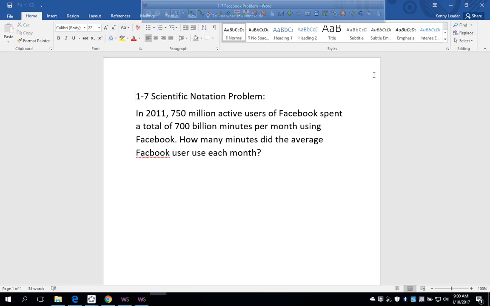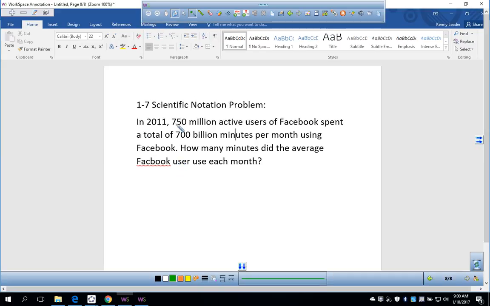So in 2011, there. Whoops, where'd it go? Let's see. Can I write on top of that? There I can. In 2011, 750 million active users of Facebook spent 700 billion minutes. It's true. 700 billion minutes per month using Facebook. How many minutes did the average Facebook user use each month? Who can tell me how to set that problem up?